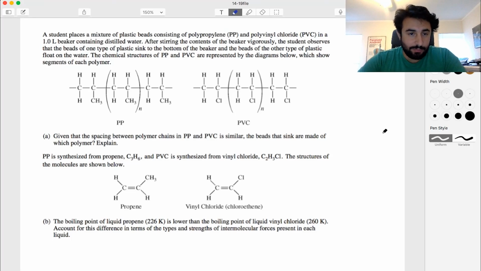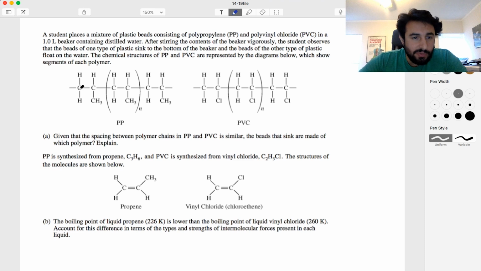Okay, here's an interesting problem regarding some polymers. We've got a mixture of plastic beads consisting of polypropylene, or PP, and polyvinyl chloride, PVC, in a 1 liter beaker containing distilled water. After stirring the contents, the student observes that the beads of one type sink to the bottom and the beads of the other type float on the water. Here are the structures. So the first thing we're asked, given that the spacing between polymer chains in PP and PVC is similar, the beads that sink are made of which polymer?